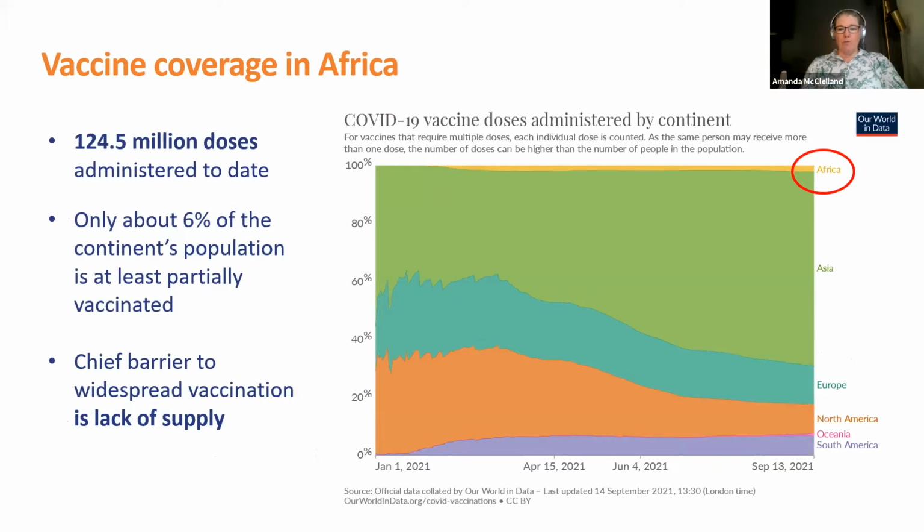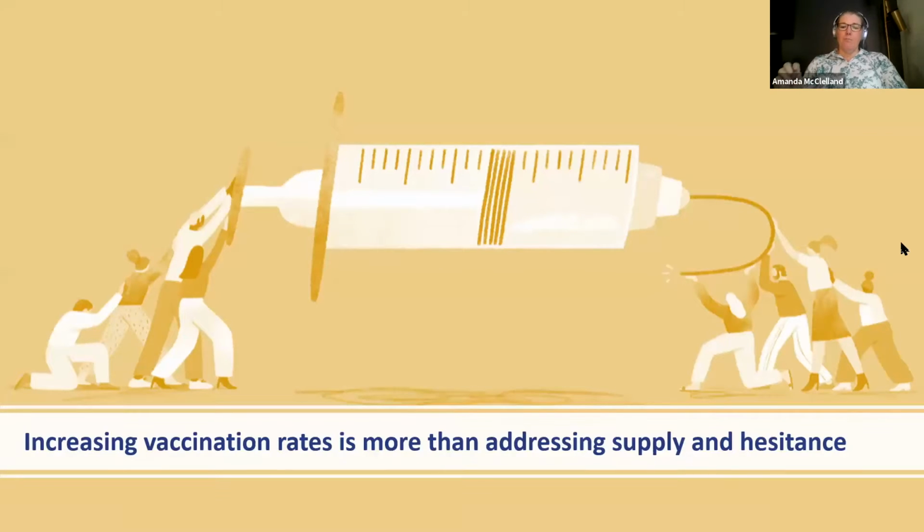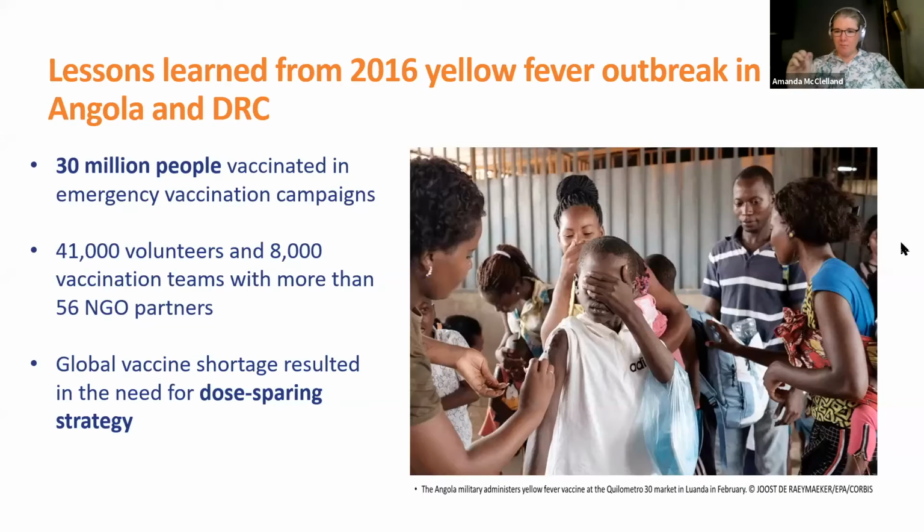And if we carry that through to the availability of vaccine, we can really see the disparity across the regions, with less than 125 million doses estimated to have been given on the African continent, that very small yellow line at the top of that graph, with a large proportion of vaccines currently available across Asia and North America. And the chief barrier to widespread vaccination at the moment on the continent is definitely lack of supply. But we need to think beyond supply and hesitancy around increasing vaccination rates, and that's really where I'll focus much of the discussion today.